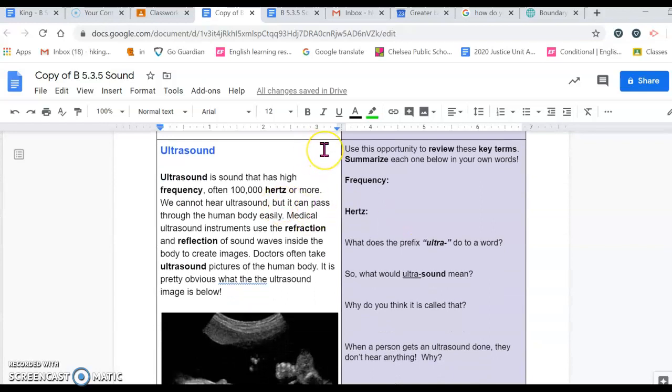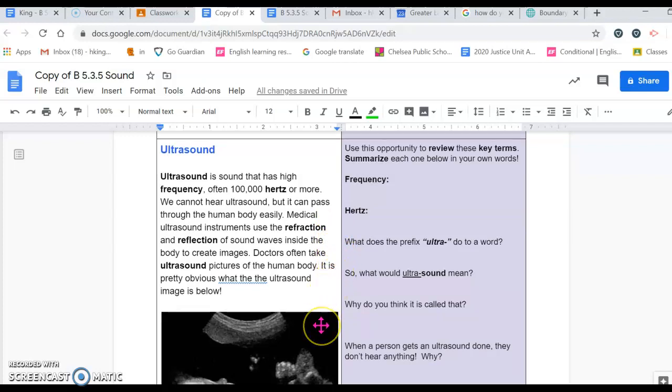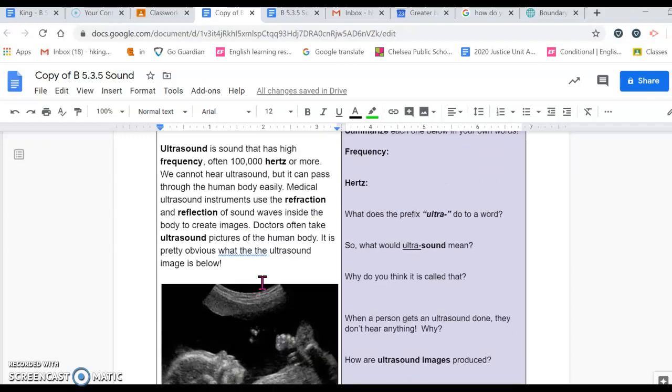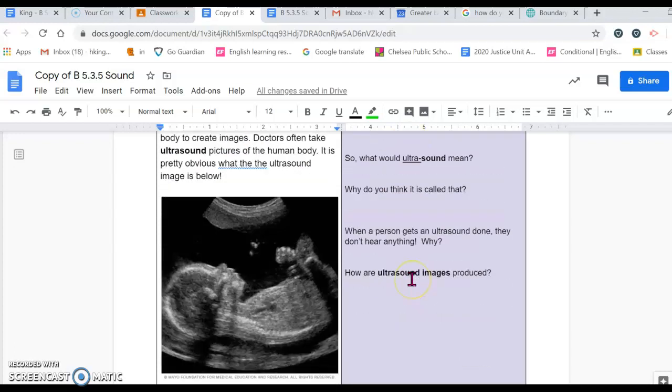Ultrasound. Ultrasound is a sound that has high frequency, often 100,000 hertz or more. We cannot hear ultrasound, but it can pass through the human body easily. Medical ultrasound instruments use the refraction and reflection of sound waves inside the body to create images. Doctors often take ultrasound pictures of the human body. It is pretty obvious what the ultrasound image is below. All right, I'll let you guys figure out what that is, okay? And you've got some questions here to answer, okay?